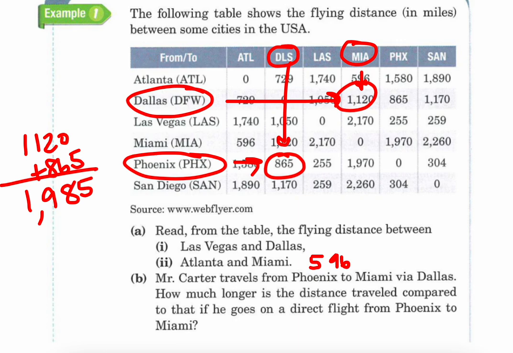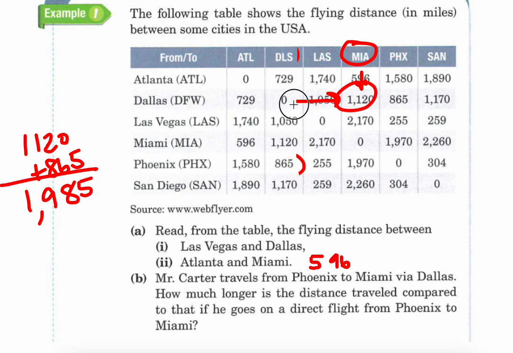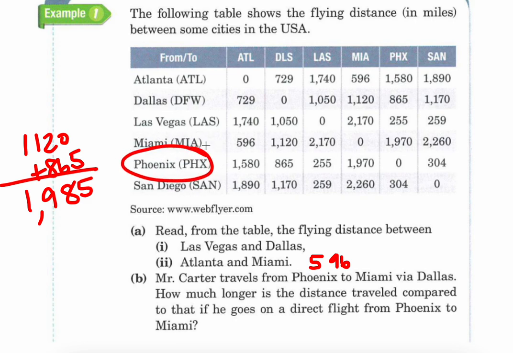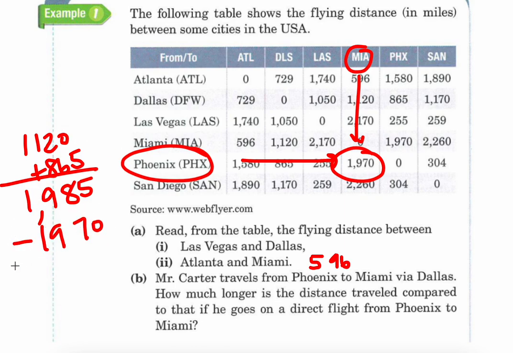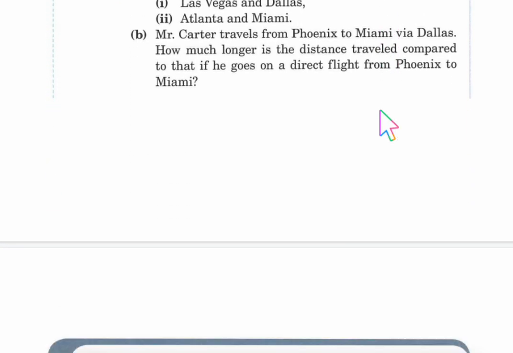Okay, and now we want to know how much more, or longer, further, I think further is a word, would that distance be compared to Phoenix to Miami directly? Phoenix to Miami would just be 1,970. So it looks like it's just 15 extra miles. Okay, so 15 extra miles. Let's take a look at another example.